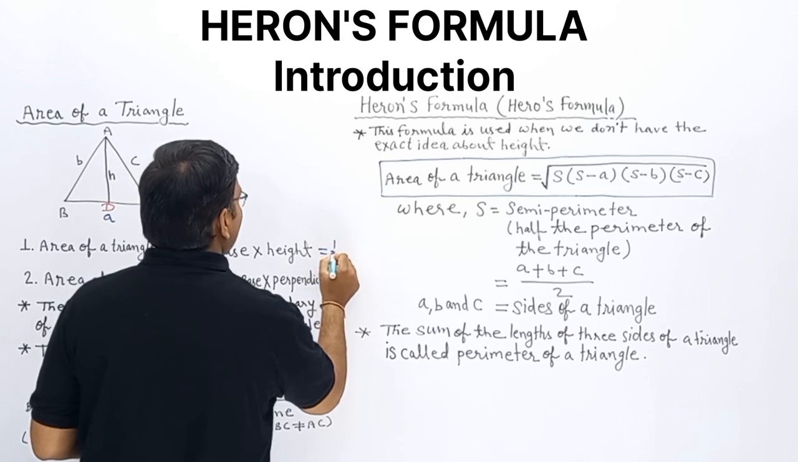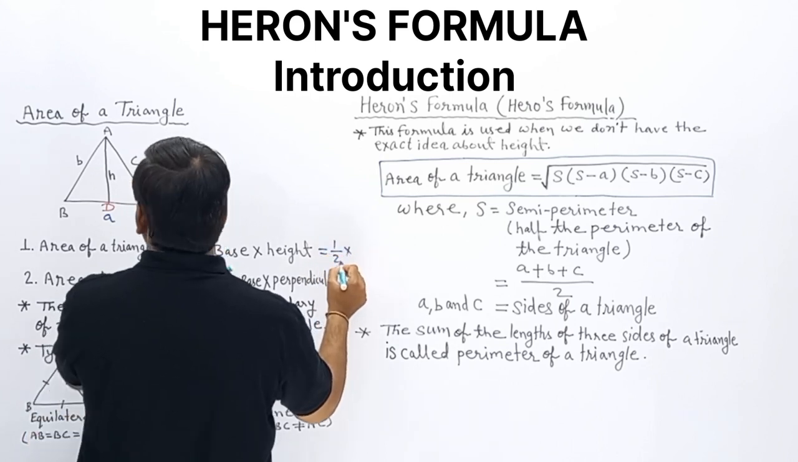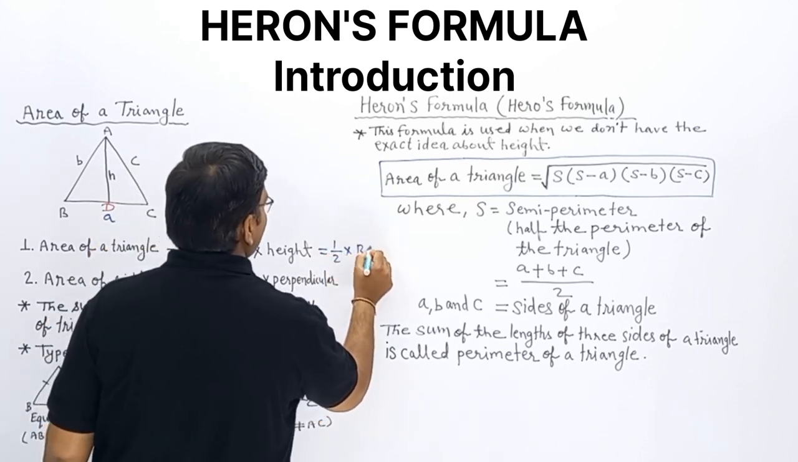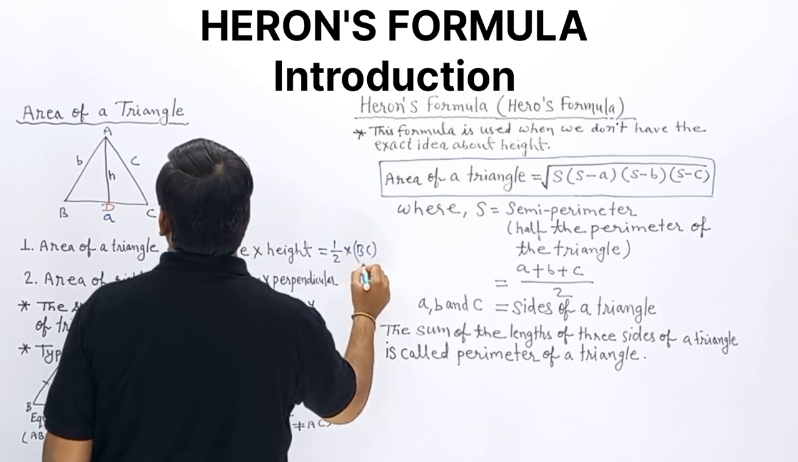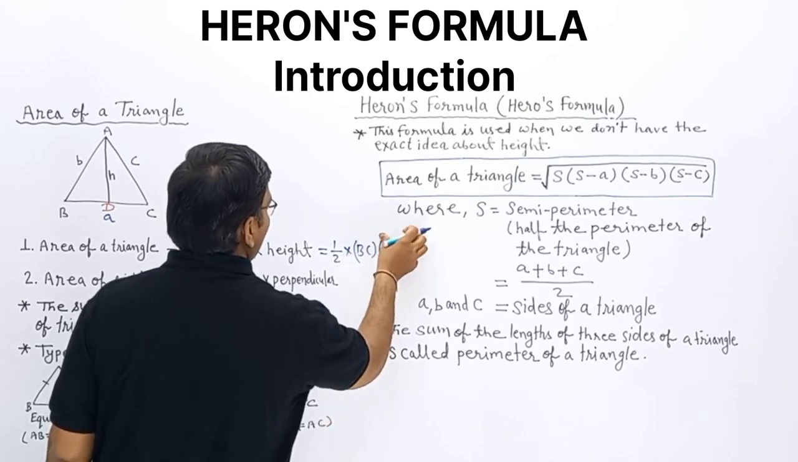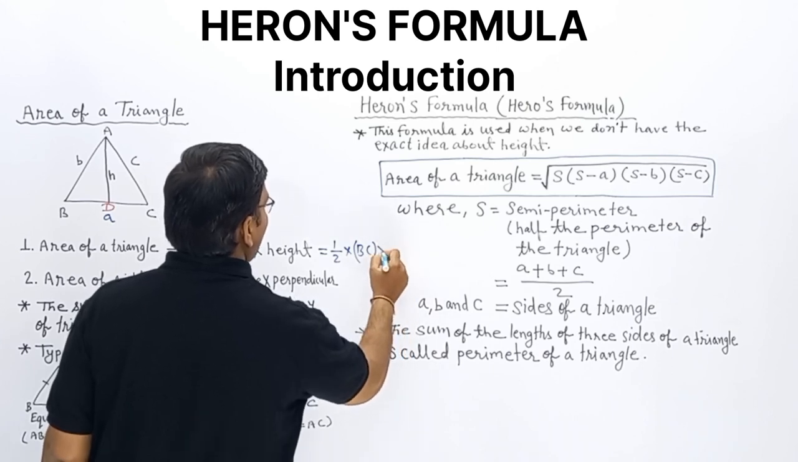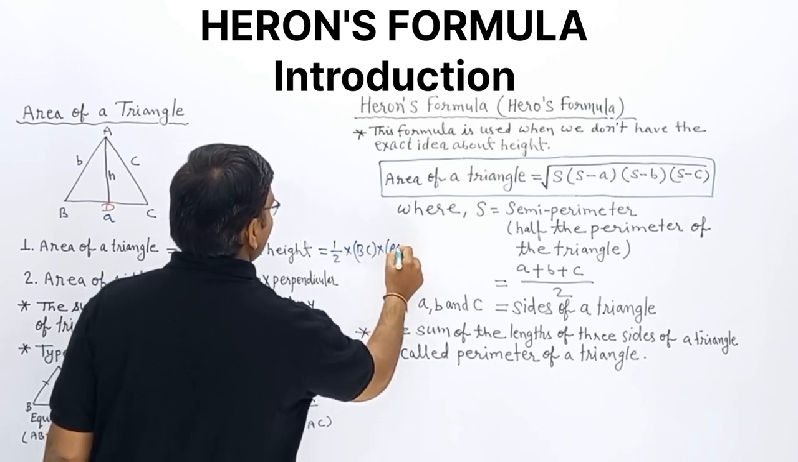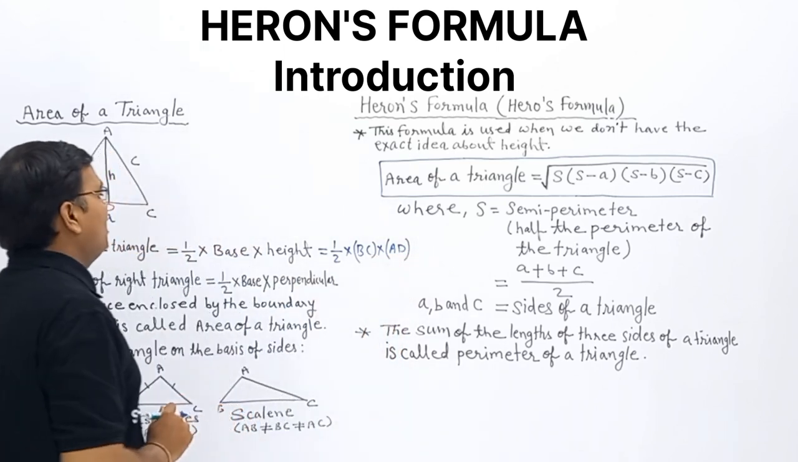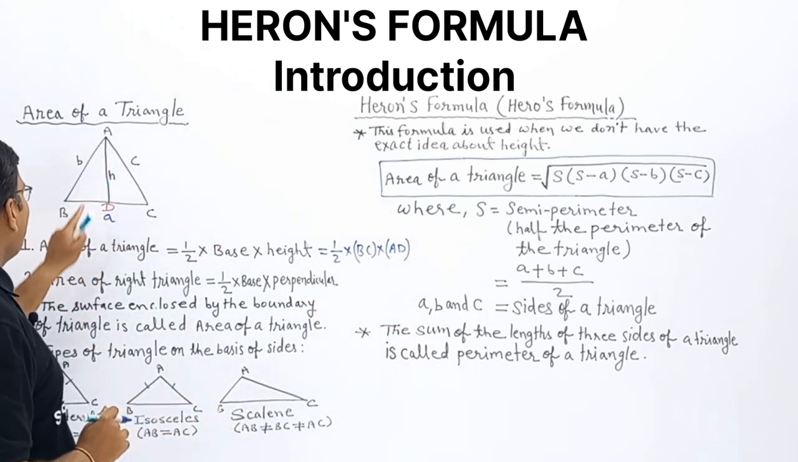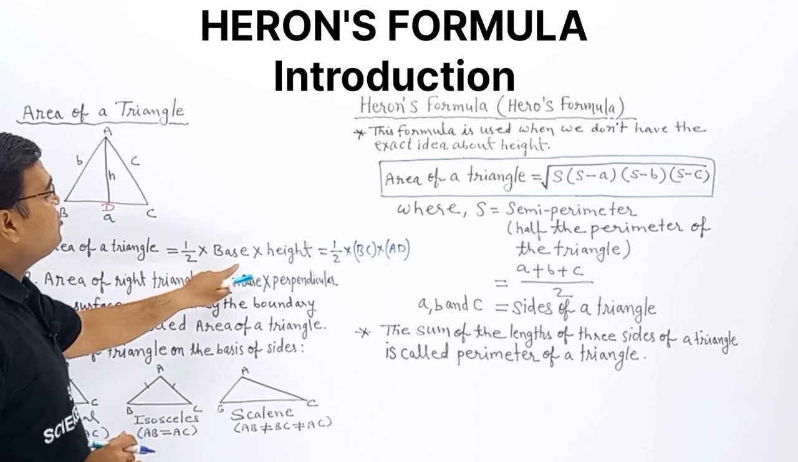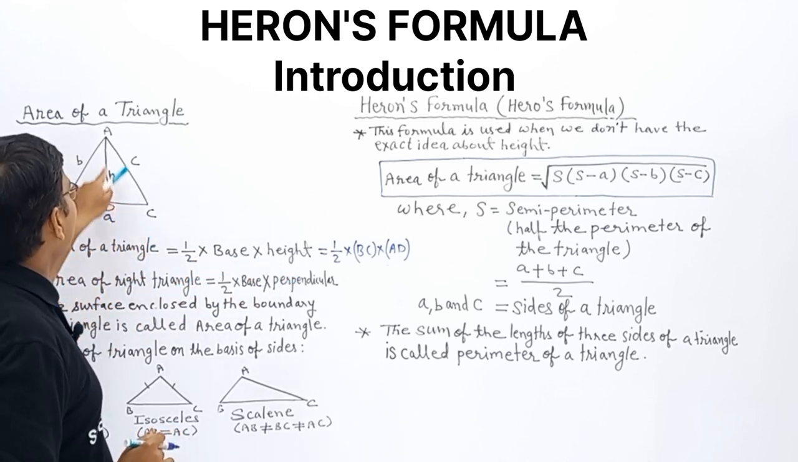So in this way we can also write this one. This will be what? 1/2 into, what is the base? Base is BC. And what is the height? Height is AD. So we will multiply by height. Height is AD, so we can use this formula. So what will be the area of this triangle? 1/2 into base into height. Base is this one and height is this one.